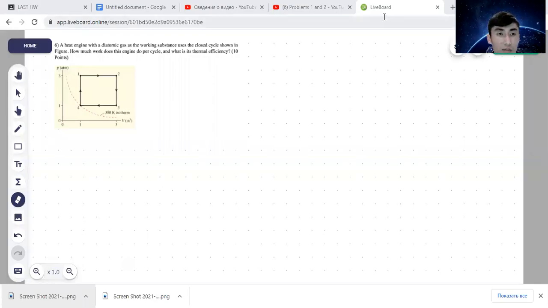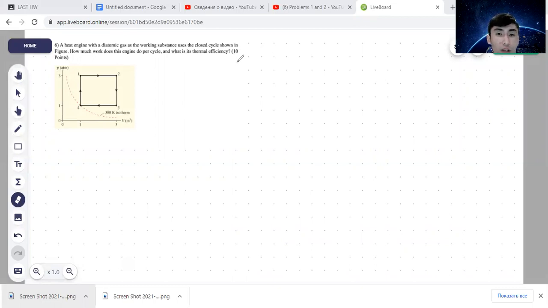The last question is, a heat engine with a diatomic gas as the working substance uses the closed cycle shown in figure. How much work does this engine do per cycle, and what is its thermal efficiency? So we need to find the work per cycle and the thermal efficiency.